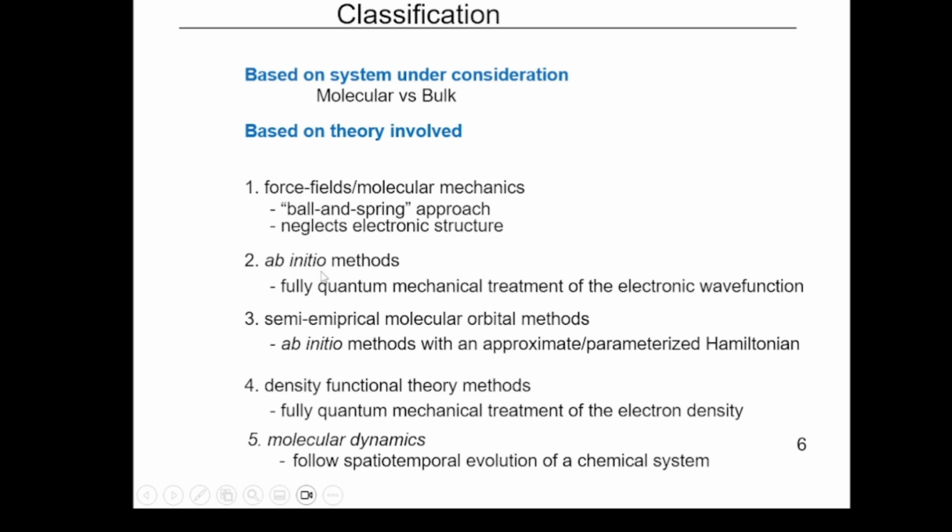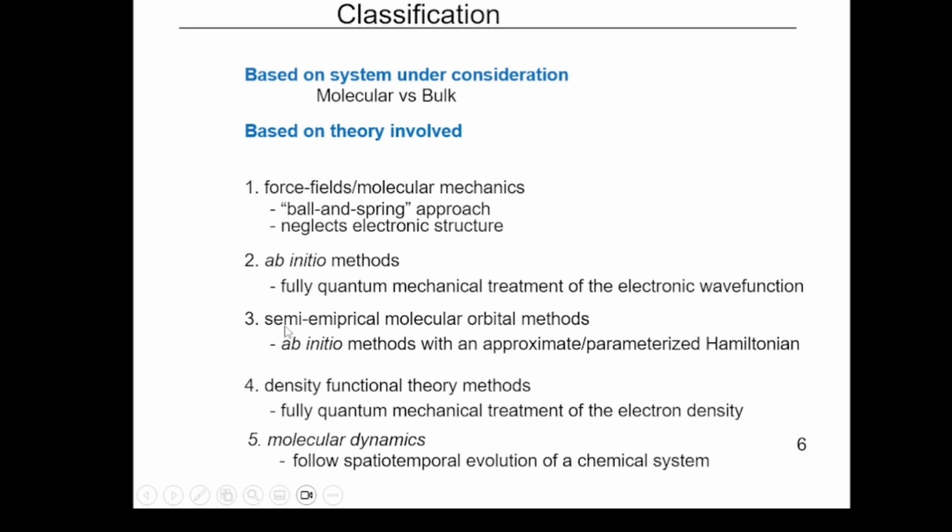Another class is ab initio methods. The word ab initio is actually a Latin word which means from the beginning. So in this case, the structure of the system is solved from quantum mechanical calculations without any empirical data. It is a full quantum mechanical treatment of the electronic wave function that gives ab initio methods.